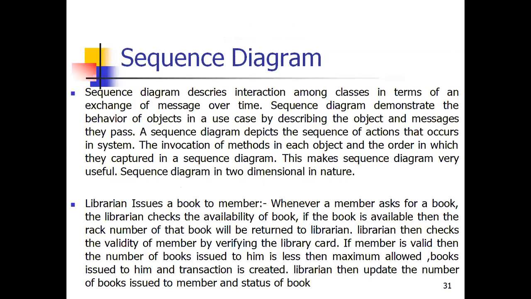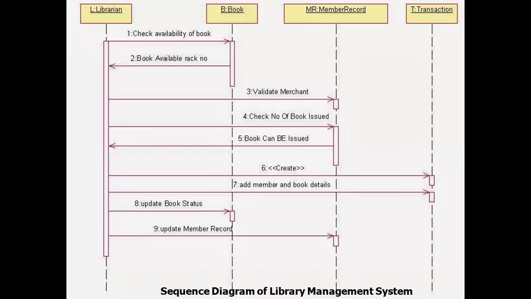Next, the interaction diagram and the sequence diagram are the same. For example, librarian, book, member record as well as transaction. So all these are the four objects. First message is transferred by the librarian: check the availability of book. Then they will receive: book available in rack number. Third message, they will send from the librarian: validate member. Fourth message is transfer: check the number of books issued. Next, book can be issued.